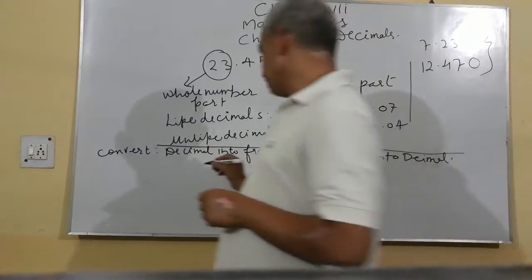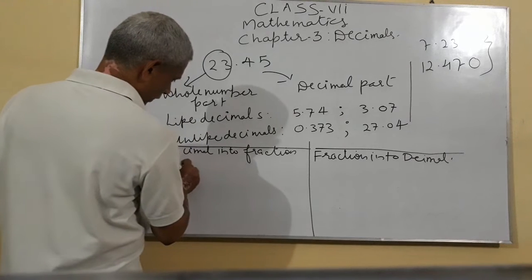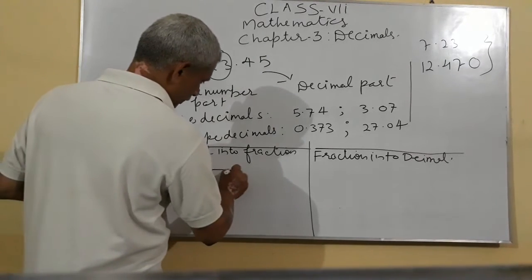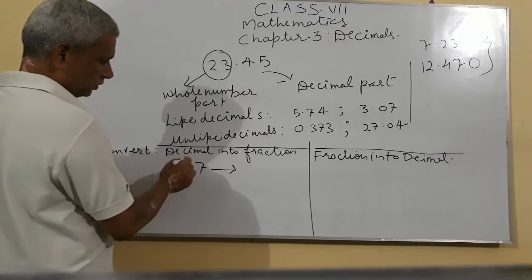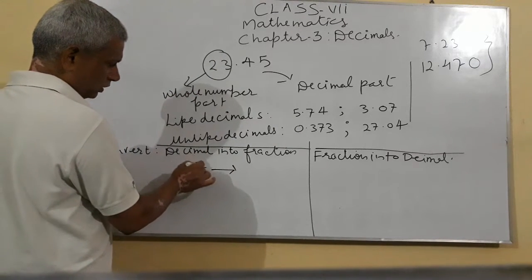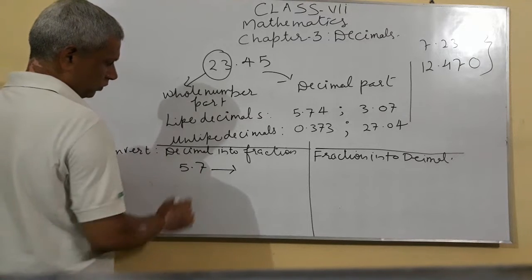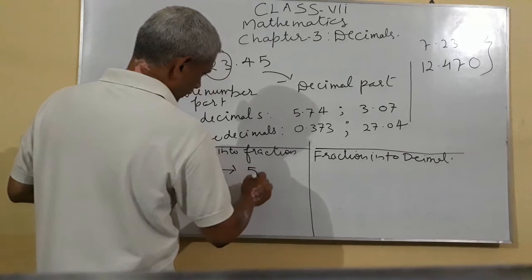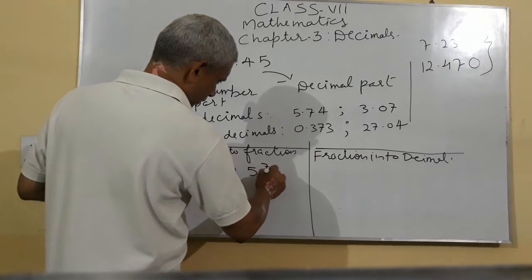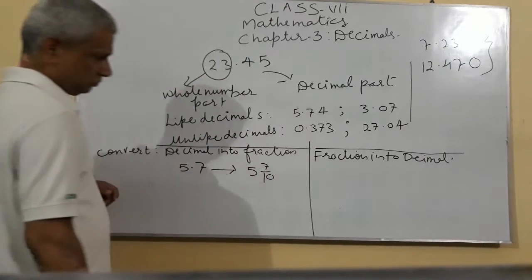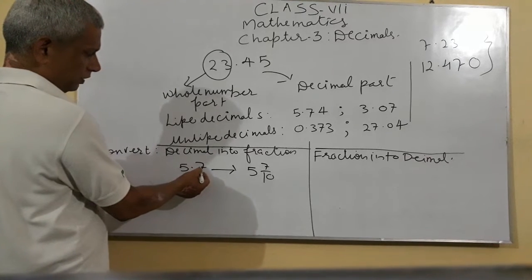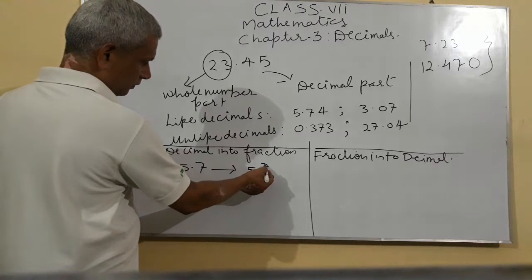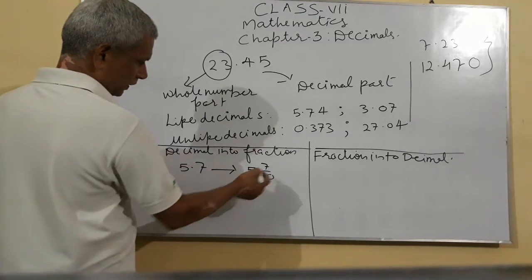Converting a decimal number into a fraction. Suppose you have 5.7 and you need to convert it into a fraction. Just see the number of decimal places here. You can see 5.7 has 1 decimal place. So you will write 5 and 7 upon 10. Because there is 1 decimal place, you divide the decimal part by 10.